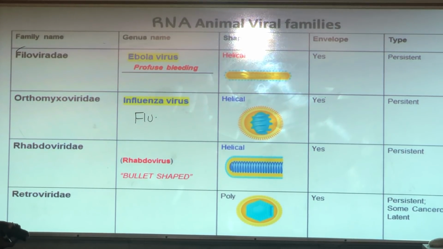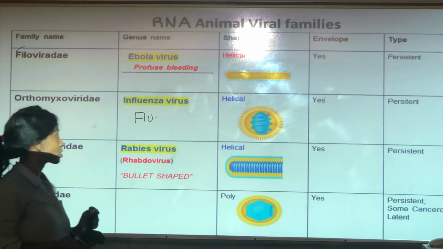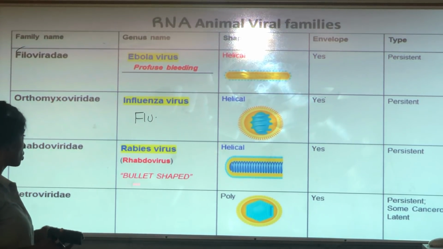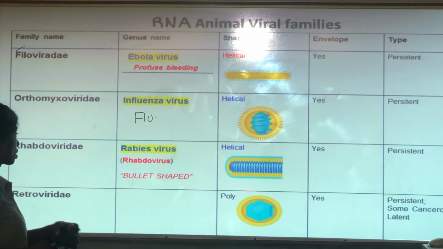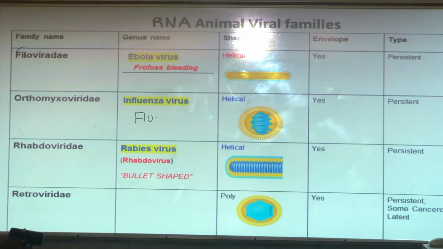You have the Rhabdoviridae, and this includes your rabies virus. The rabies virus is a bullet-shaped virus. It's helical, but we give it a bullet shape because that's what it pretty much looks like. So this is an envelope helical virus.